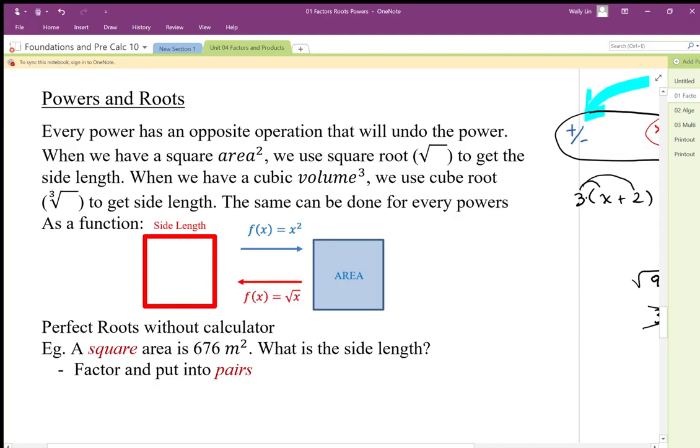And for cubes, we think of volume. Cube and cube root undo each other, so our model for cubes is volume. It's the same idea. If you cube something, you're going from side length to volume. If you cube root something, you go from volume to side length. So if I have 27 cubes, if I cube root it, I have a cube with side length of 3.